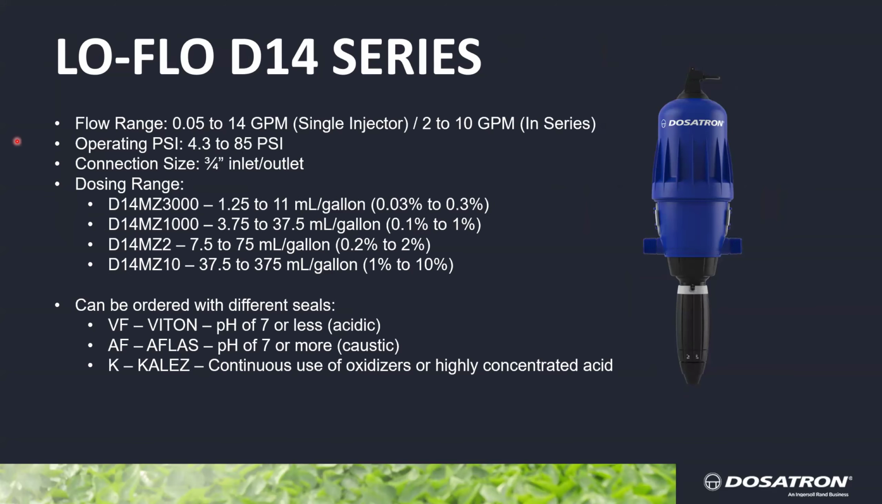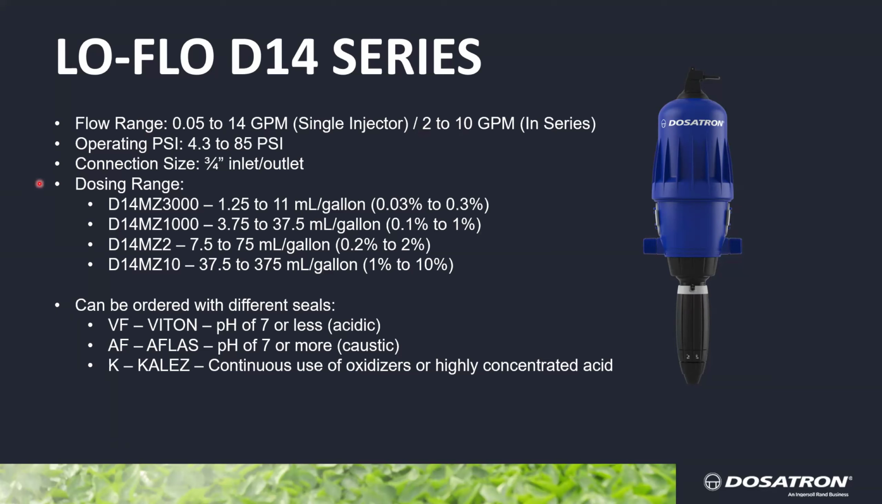From there, we move up to our low flow series. Here, we can find that a single injector in line is going to be 0.05 to 14 gallons per minute injection range. However, when we start to place them in series, that flow rate minimum and maximum now goes to 2 gallons per minute to 10 gallons per minute. Our operating PSI is 4.3 to 85, and we have a 3/4 inlet and outlet.